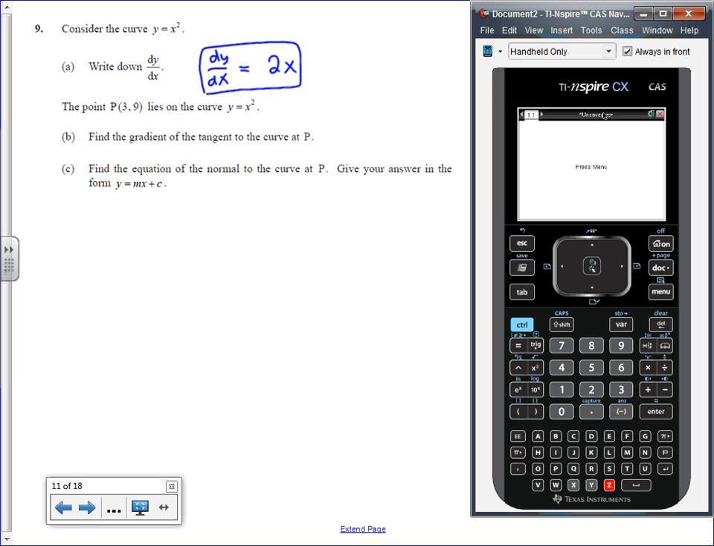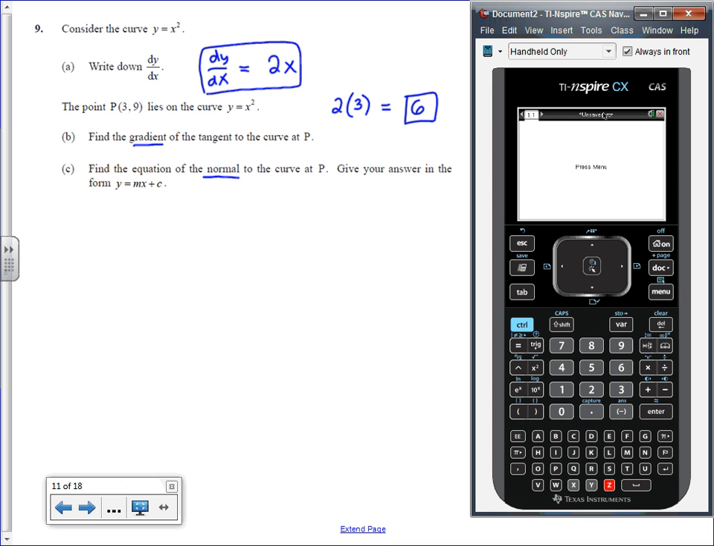The point (3, 9) lies on that curve, so let's find the gradient of the tangent to the curve at that point. Finding gradient means use your derivative function and plug in the x value. So if we take dy/dx and plug in 3, we're going to do 2 times 3, and the gradient is 6 at that point. And we're going to find the equation of the normal to the curve at point P.